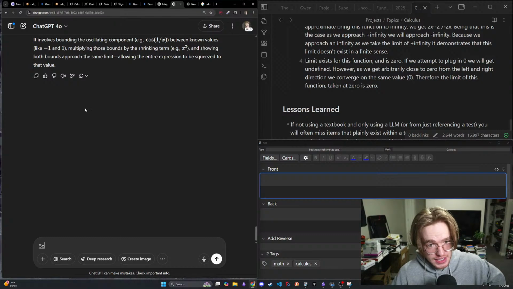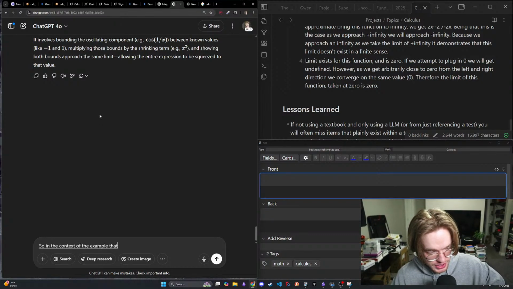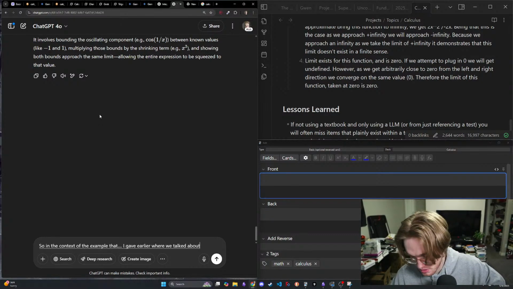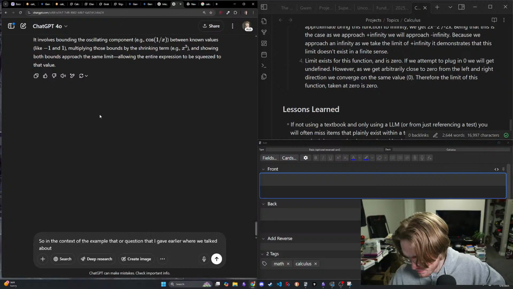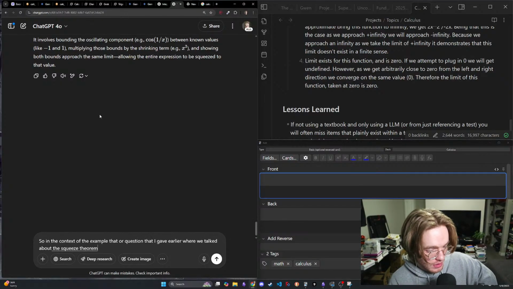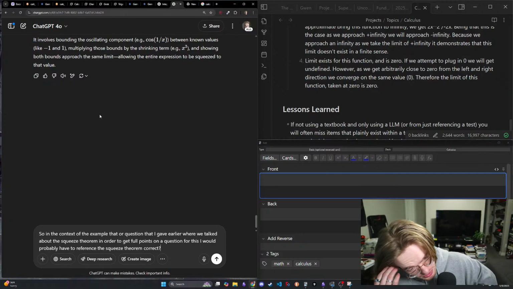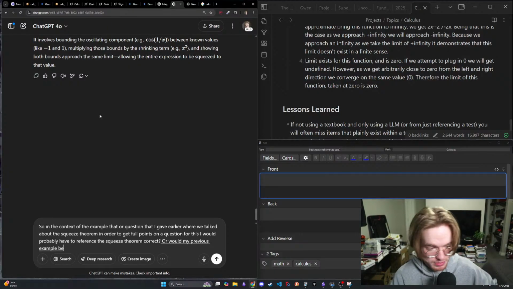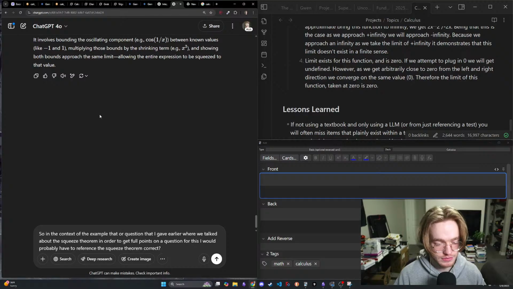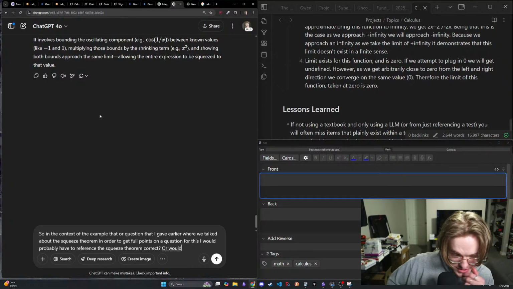So in the context of the question that I gave earlier, where we talked about the squeeze theorem, in order to get full points on a question for this, I would probably have to reference the squeeze theorem, correct? Or would my previous answer be sufficient?